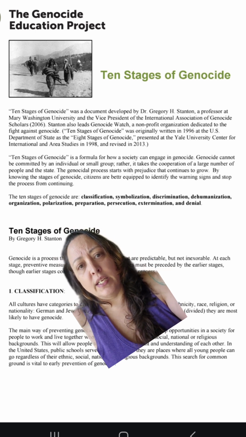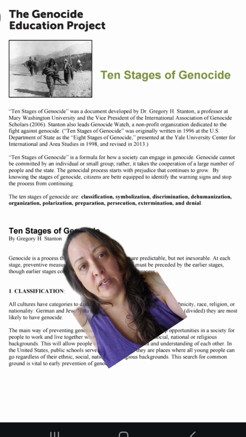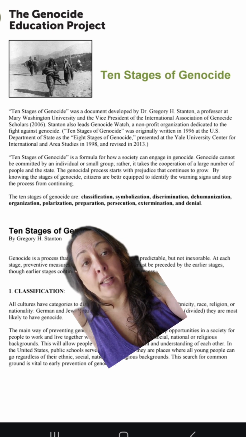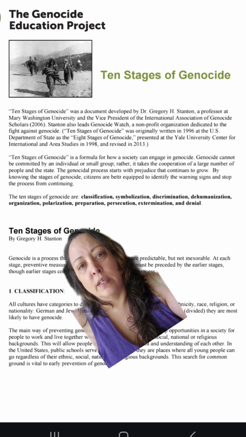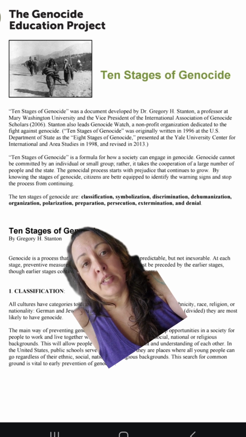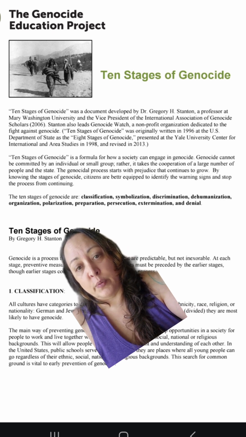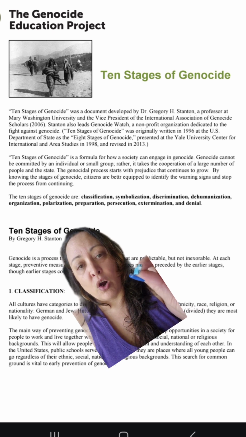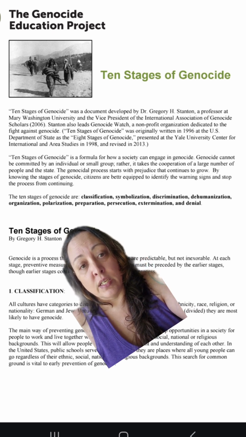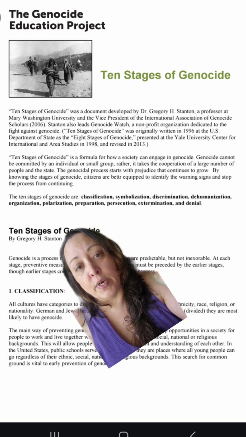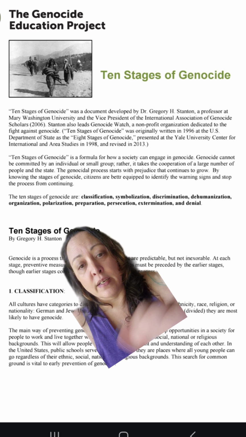The 10 Stages of Genocide is a formula for how a society can engage in genocide. Genocide cannot be committed by an individual or small group. Rather, it takes the cooperation of a large number of people and the state. The genocidal process starts with prejudices that continue to grow. By knowing the stages of genocide, citizens are better equipped to identify the warning signs and stop the process from continuing. The 10 stages of genocide are classification, symbolization, discrimination, dehumanization, organization, polarization, preparation, persecution, termination, and denial.